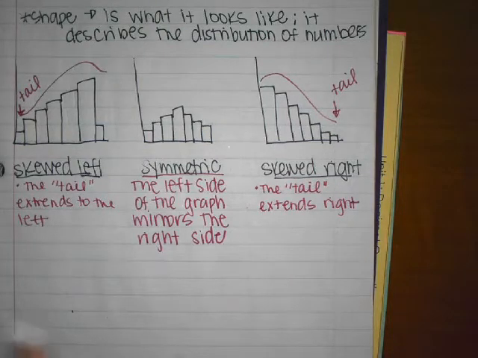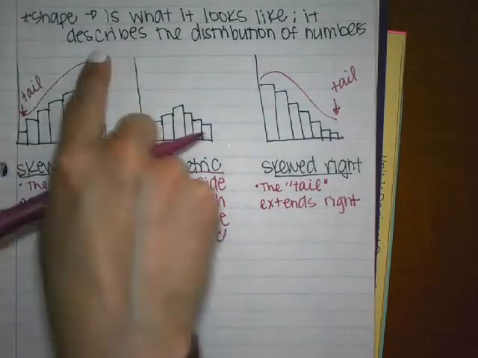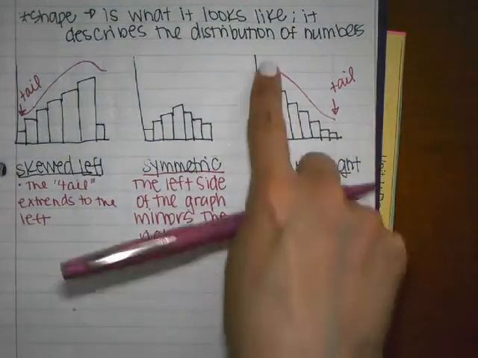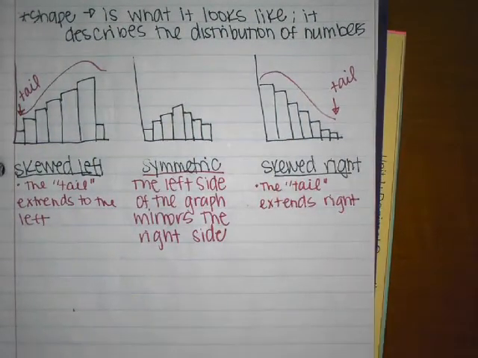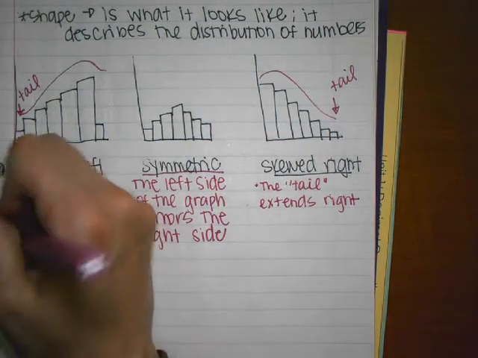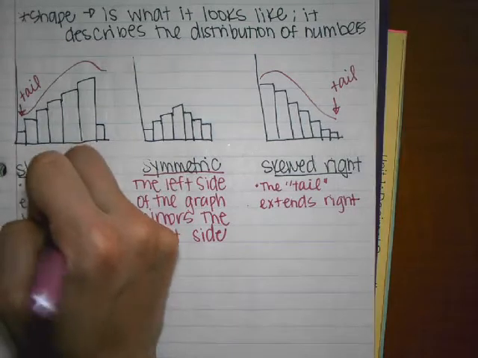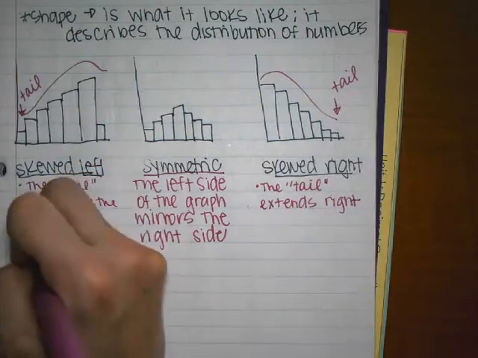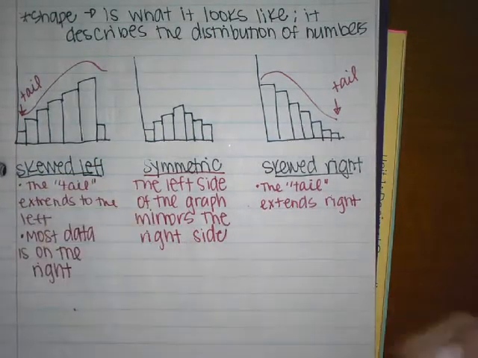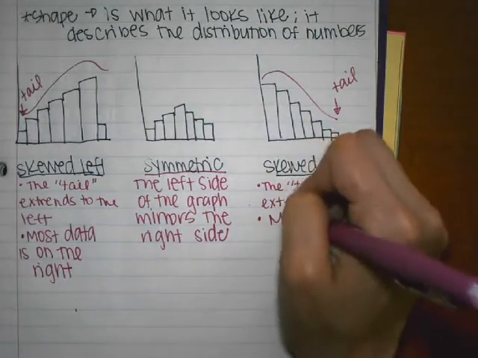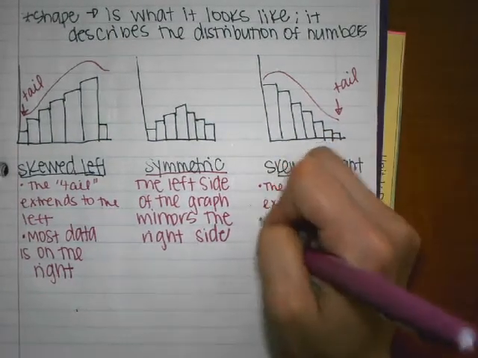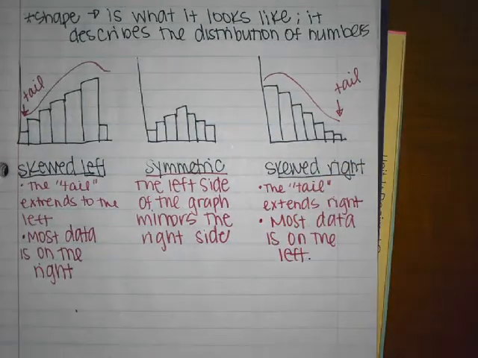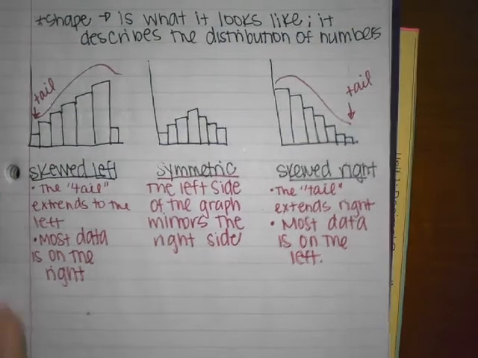Which means that when it's skewed left, where's most of the data, you guys? Right, on the right. And when it's skewed right, where's most of the data? On the left. So it's the opposite of where the majority of your data is located. So let's write that down as well. Skewed left: most data is on the right. Skewed right: most data is on the left. I know that's kind of weird.